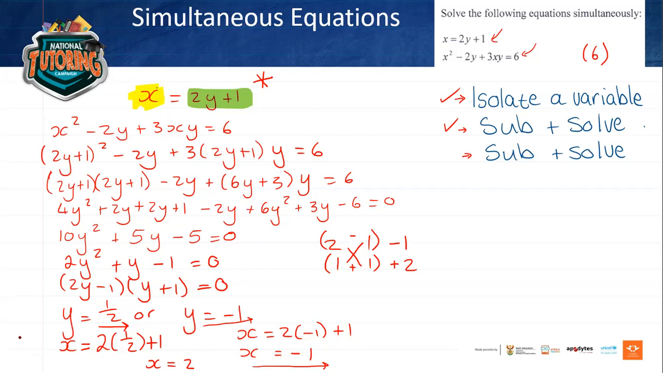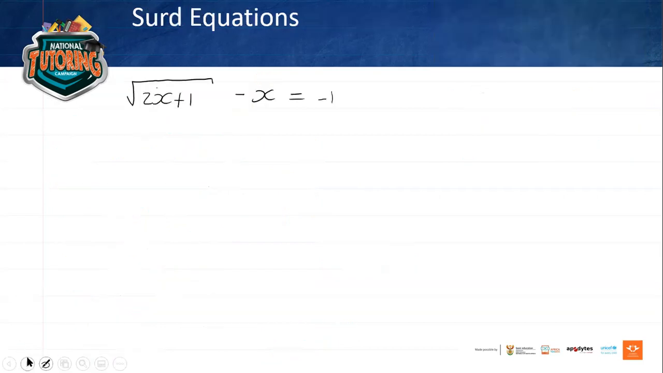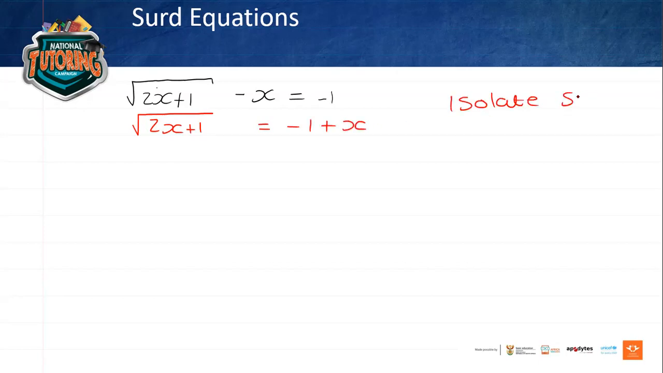All right, we're going to move on to our next type of equation, which is surd equations. Surd equations involve square roots. So to solve our surd equations, we need to get rid of the square root. And in order to do that, we're going to have to square. Now, before I square on both sides, I want to get the surd by itself. I want to isolate the surd. So I'm going to rearrange so that I can isolate the surd. It'll make squaring far easier.